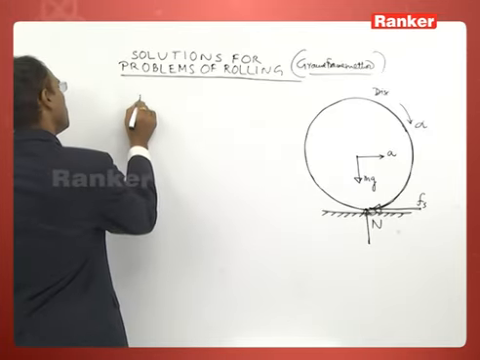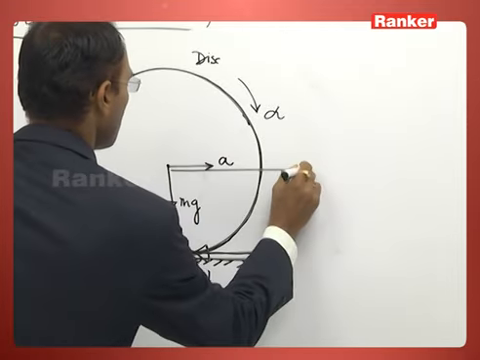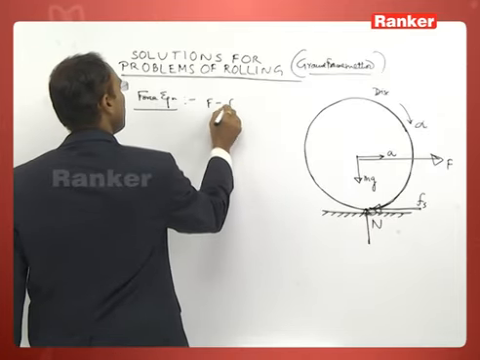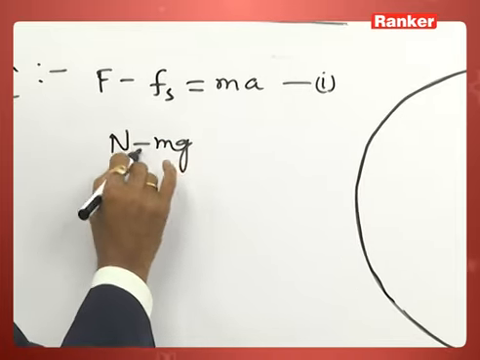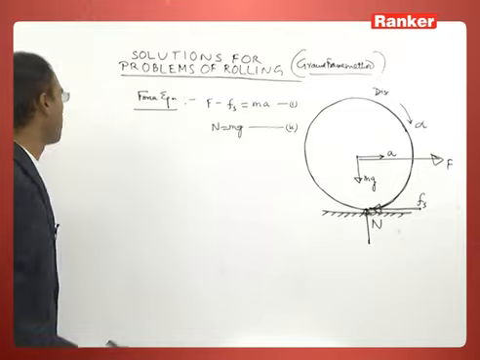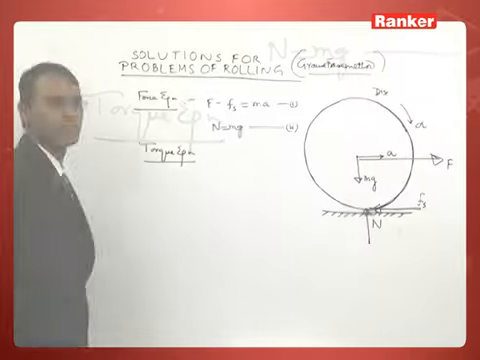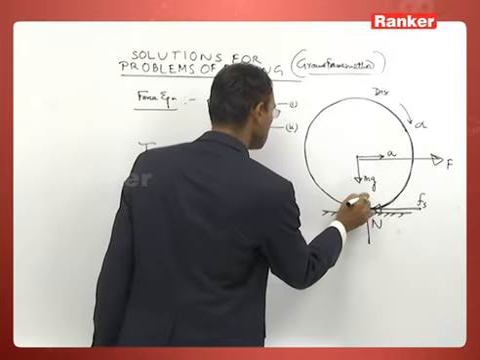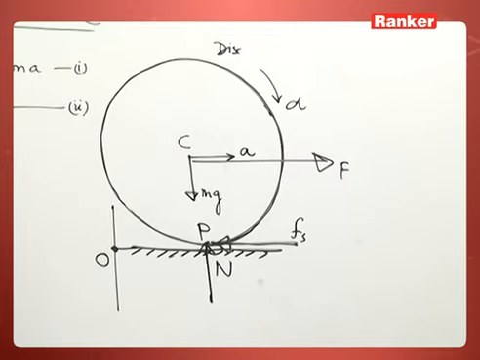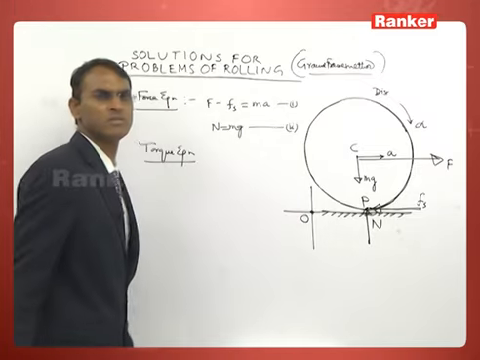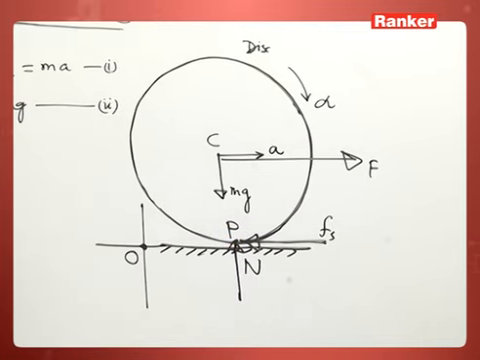Let us write the force equation. The net force is F minus Fs is equal to ma. Along normal direction, N minus mg is equal to 0. As it is, no change. Torque equation. In this case, you have to take the torque about any fixed point on the ground. This frictional force passes through this point, cannot produce a torque, and torque produced by these two forces will cancel each other. How? Let us see.